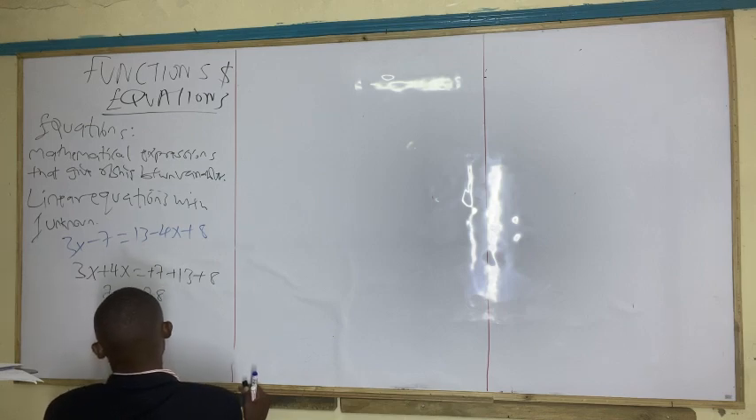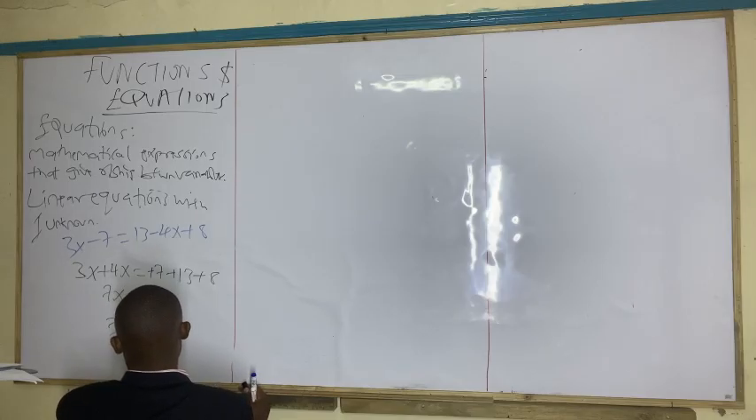Therefore, x is equals to 28 divided by 7. Now let's do this so that somebody can understand. We say 7x divided by 7 is equals to 28 divided by 7. So x is equals to 4.